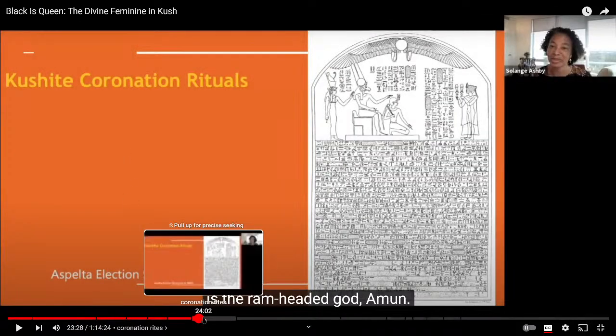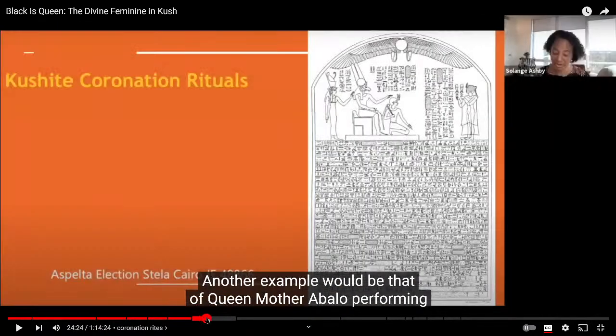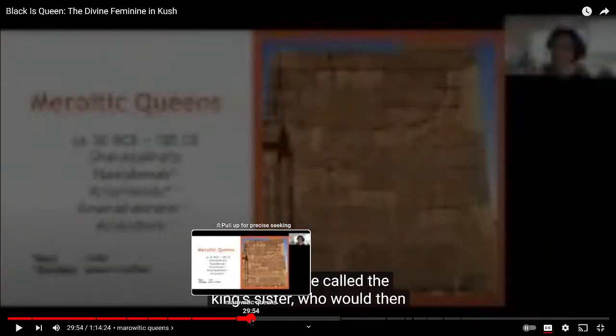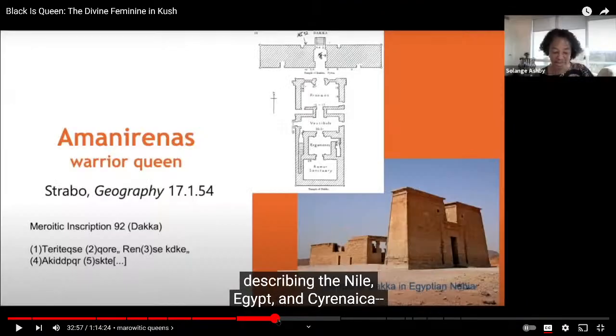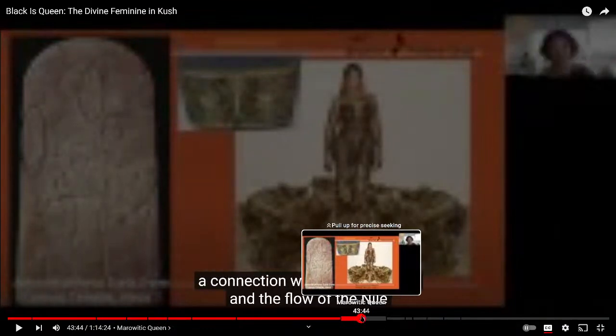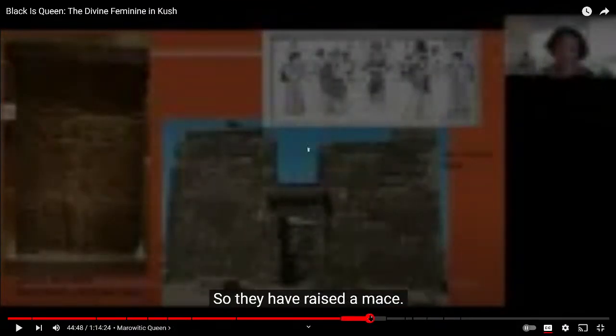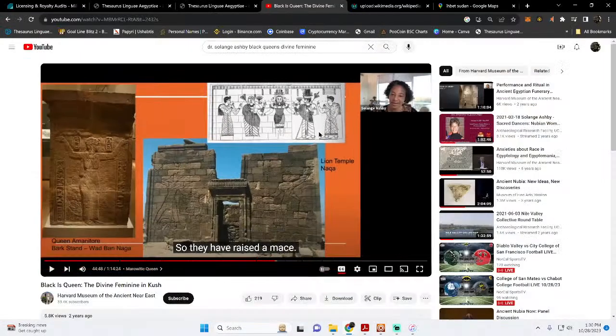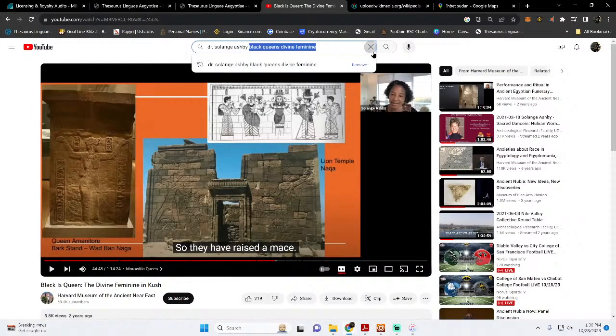She's showing a Kushite coronation ritual of, this is Asfela. All right, but I want to go to the parts that is kind of, and then she's going over Amanirenas. Now, maybe, is this the same one? Because I want her to speak on the priestesses of Hathor, and she does such thorough work that she might have done a whole presentation on that. Let me see.